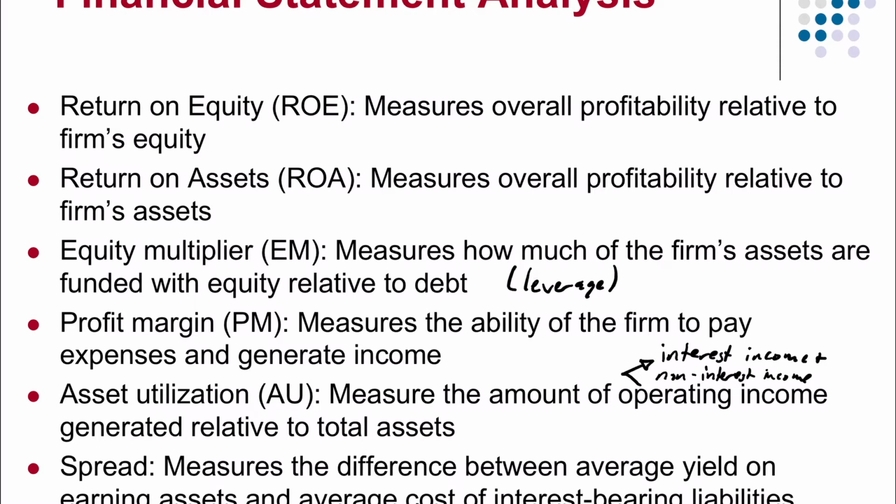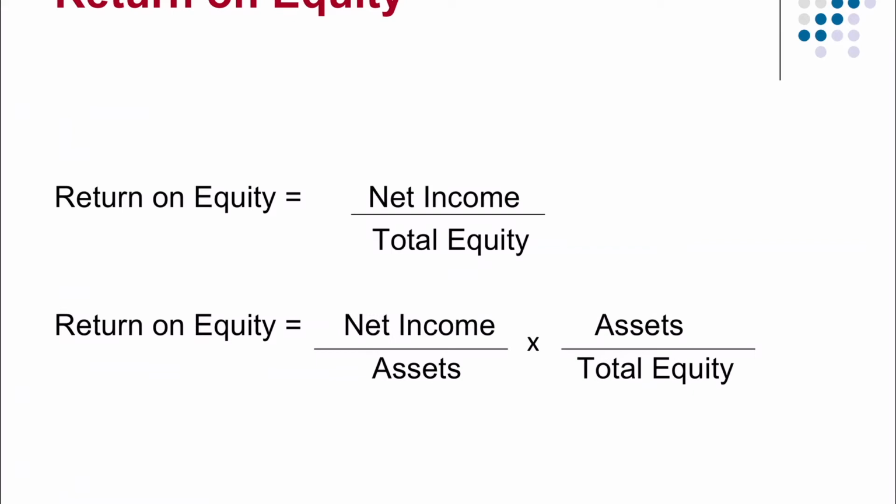So we'll be focusing on these different ratios, but another thing that you should always keep in mind is how much the bank is generating in interest income and how much the bank is paying in interest. That's something else that should always be considered when you're looking at a bank's financial statements, but we'll be focusing on these different ratios. So first of all, let's look at return on equity.